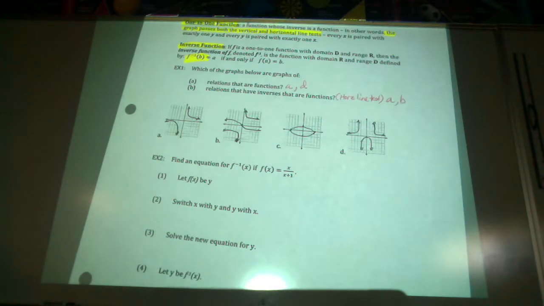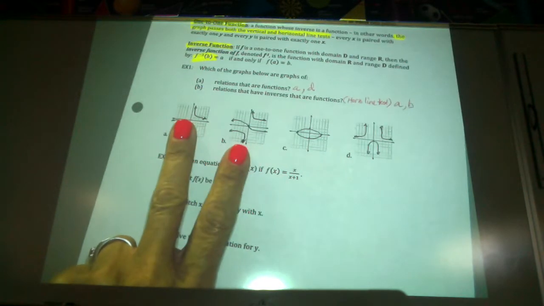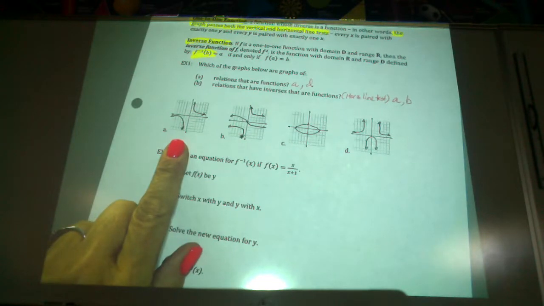What is the only graph that passed both the vertical and the horizontal line test? A. That is the only relation that is one-to-one with its inverse. So every one of them has an inverse. Only these two inverses are functions once the inverse is drawn. These are not the inverses. This is the only function whose inverse is one-to-one to it.